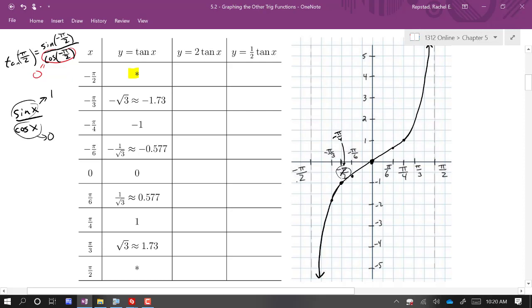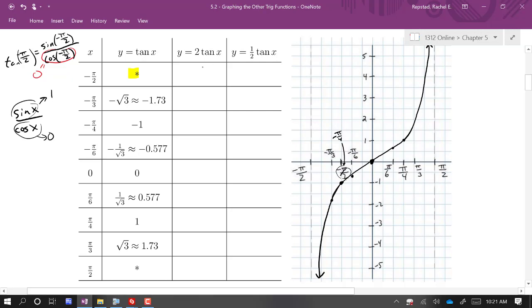These values at negative pi over 2 and pi over 2, we say that these are vertical asymptotes. And a vertical asymptote represents a value of x that you're not allowed to plug into your function because it does something like divide by 0, which we're not allowed to do. And the behavior at those vertical asymptotes is such that it will make you either shoot up to infinity or shoot down toward negative infinity. So this is a graph of y equals tan x.